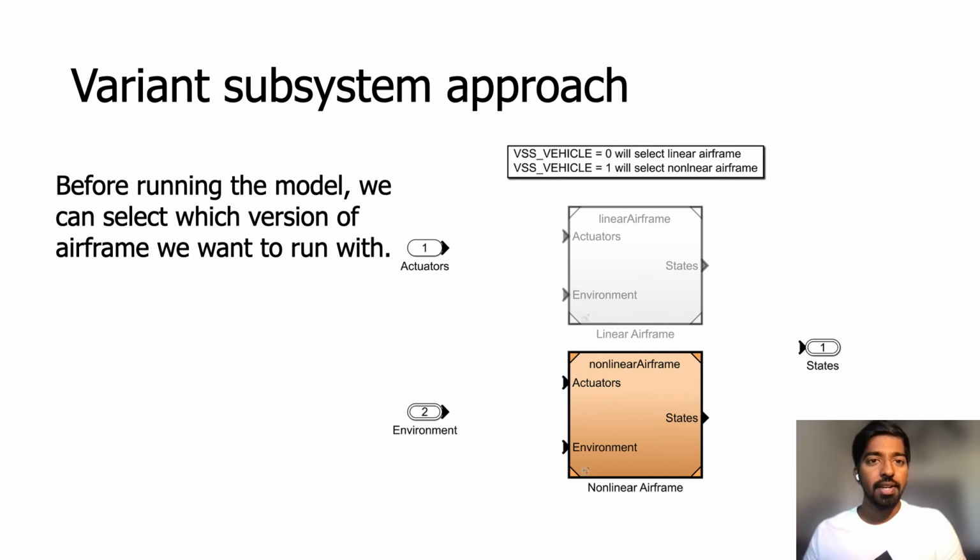We are using a variant subsystem approach, which means we have the option to choose between two models, which act as a switch. One is linear, the other one is non-linear. Here we are using the non-linear airframe, and while tuning the PID controllers, we'll be using the linear airframe.